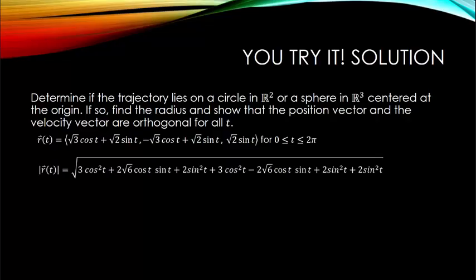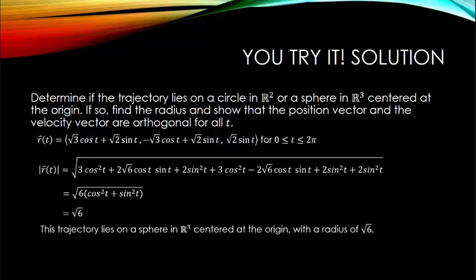I need to find the magnitude of my position vector. I square each of my components and combine like terms, and I get the magnitude of my position vector is given by the square root of 6 times the quantity cosine squared t plus sine squared t, which reduces to the square root of 6. This is a constant magnitude, so this trajectory lies on a sphere in R3 centered at the origin with a radius of square root of 6.